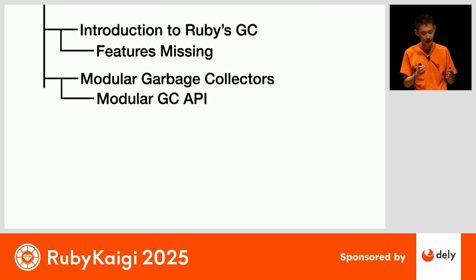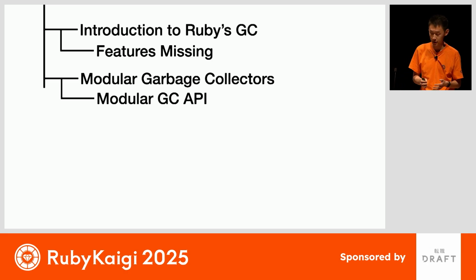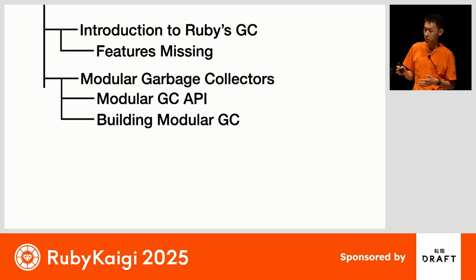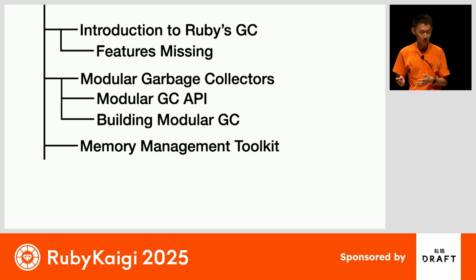We'll be taking a look at how the garbage collector communicates with the Ruby virtual machine using the Modular GC API, and briefly look at how to build Ruby with Modular GC enabled. And then we'll take a look at how to build the two garbage collector implementations that ship with Ruby. And finally, we'll be taking a look at MMTK, which stands for the Memory Management Toolkit.